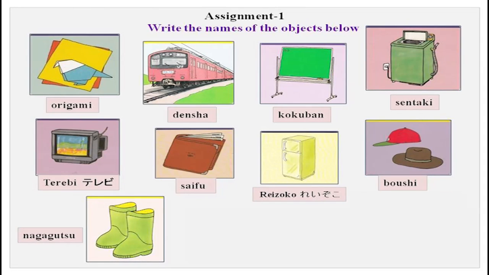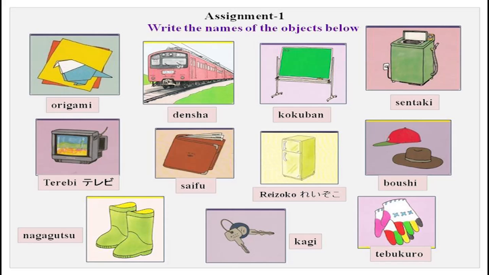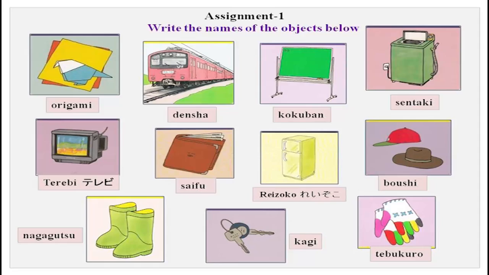Now, the next word is nagagutsu. Again, it is similar to origami, it is a combination of two words, nagai and gutsu. Nagai means long and gutsu means shoes. So, a combination of two, nagagutsu means long shoes or gumboots as we know. Kagi, and we have tebukuro. Te over here is hand and bukuro is something you cover with or a bag. So, you cover your hands with something, that is gloves. So, tebukuro, a combination of two words again, means gloves. I hope you all got it right.